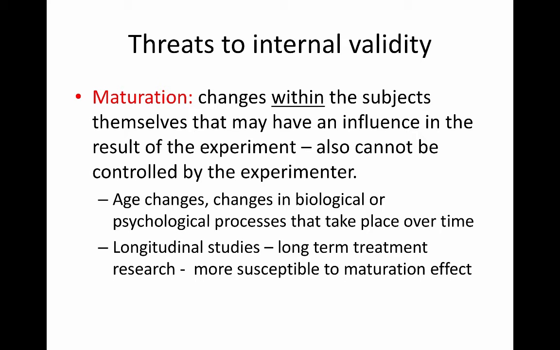Another example is maturation, changes within the subject themselves that may have an influence in the results of the experiment. This also can't be controlled by the experimenter. So any sort of age changes, changes in biological or physiological processes that take place over time. This could be a problem in longitudinal studies. Long-term treatment research makes people more susceptible to maturation effects.